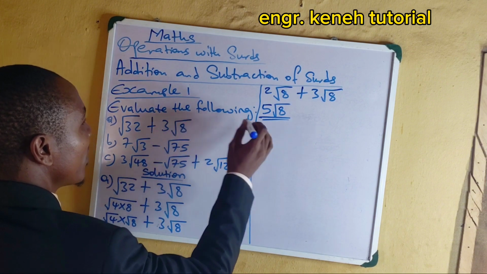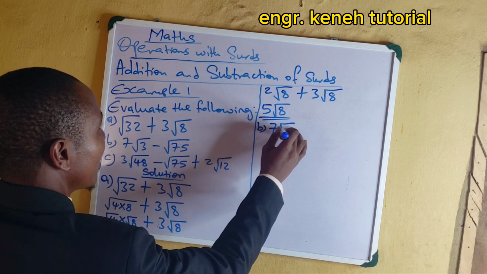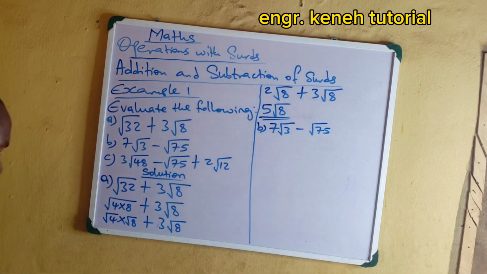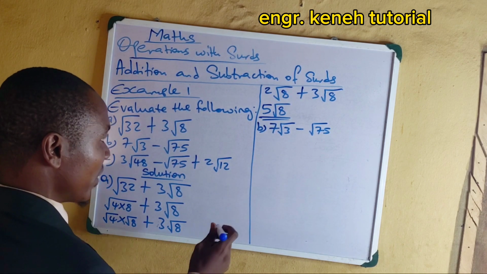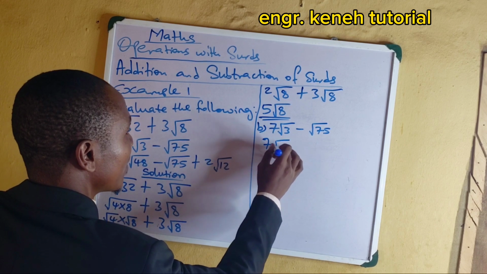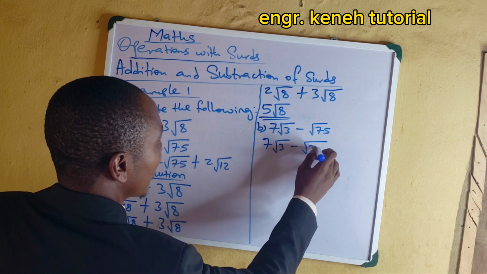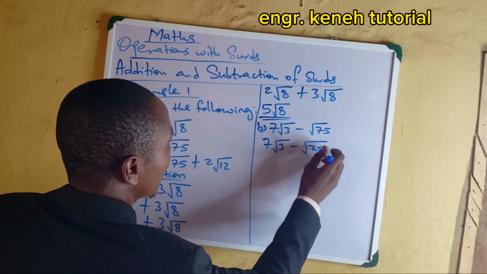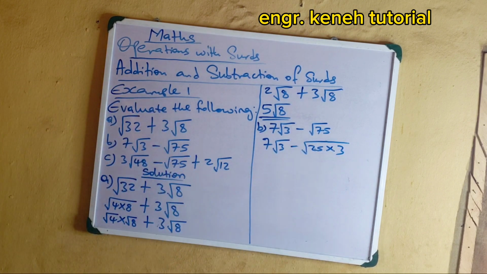Next one is the B part of it. We have 7 root 3 like this, minus you have root 75 like this. Can you see that? I want to make them look similar before I carry out my operation. Of course, I know that root 75 simply means 25 times 3. Can you see that? 25 times 3 is what gave you 75.